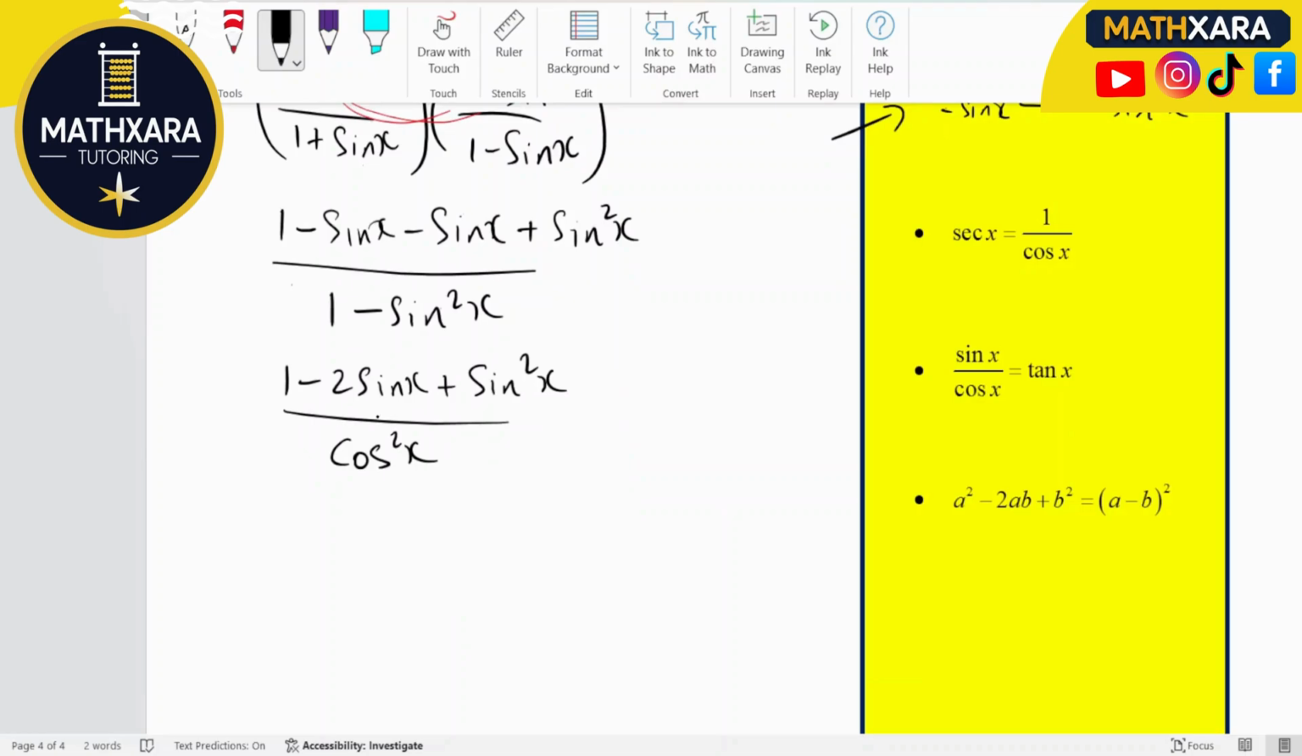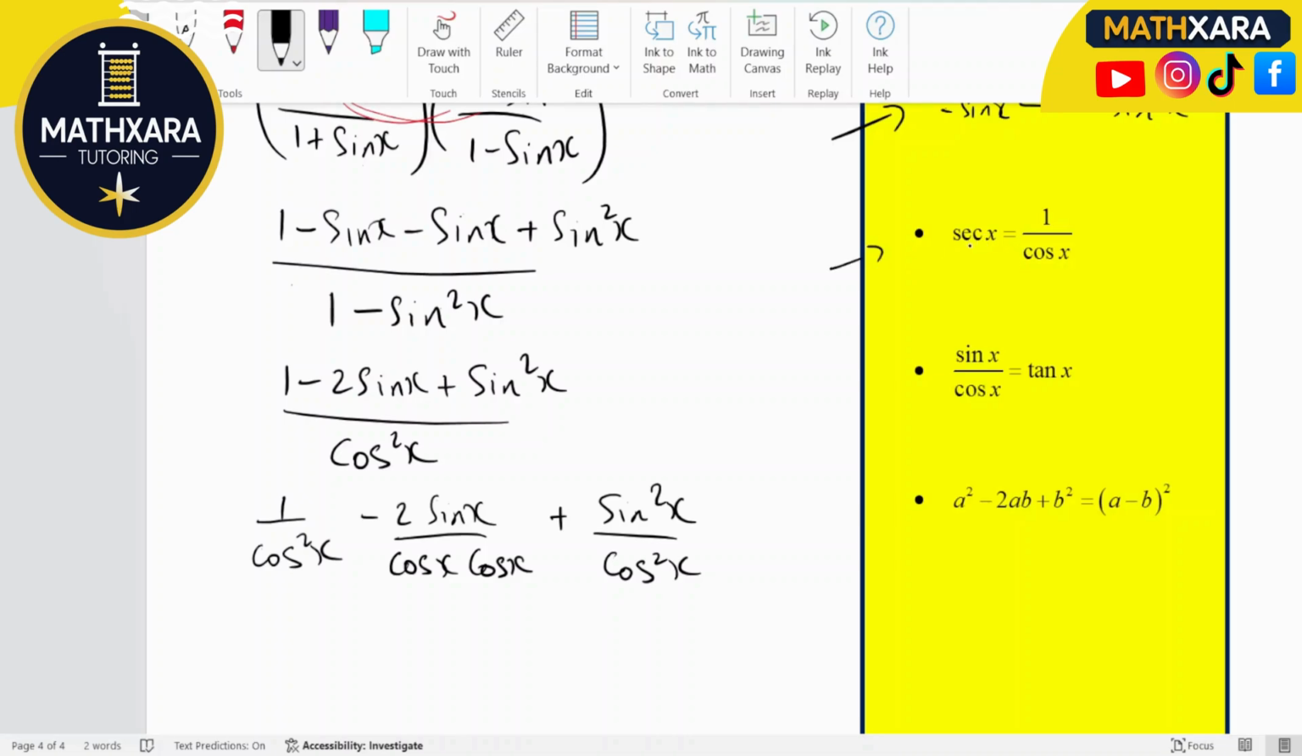Now, let's write this fraction as 3 separate fractions. The first one would be 1 over cosine squared x. The second would be 2 sine x, and we're going to write this cosine squared x as cosine x times itself, plus sine squared x over cosine squared x. Let's take a look at our third identity, which says that secant x equals 1 over cosine x. If we square both sides, the identity still stays valid. So 1 over cosine squared x could just be written as secant squared x.